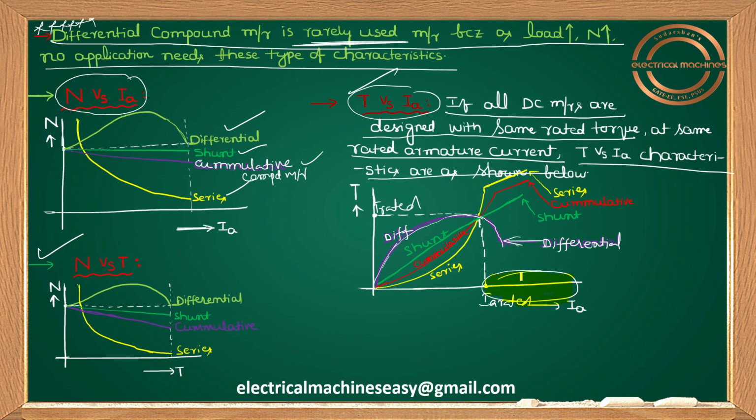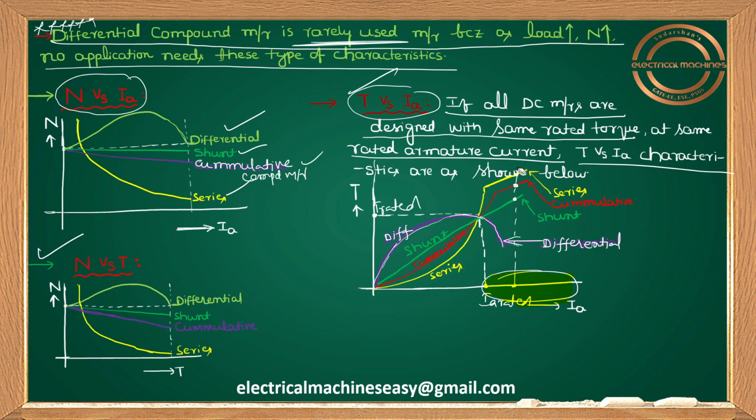In this region, let me take one particular load. Tell me which motor develops the highest starting torque here. It's easy, you can easily tell the answer. First for the series motor, then for cumulative, then for shunt, then for differential. Is it okay for you guys? I think it is easily understandable, right?